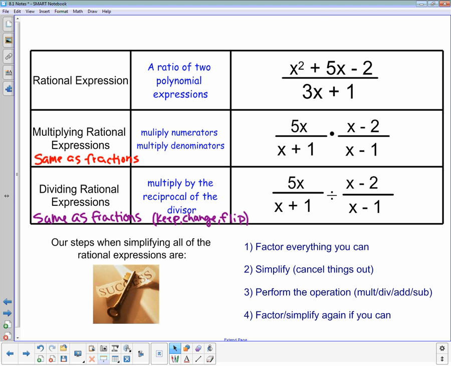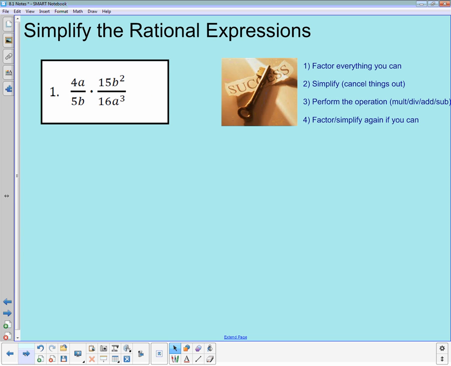Perform whatever operation we're doing. Sometimes it's multiplication, division, that's what we're talking about today. Tomorrow we'll talk about adding and subtracting. And then you always have to check again to see if there's any more factoring or simplifying that we can do. Because sometimes after you do the operation, there's more simplifying left over. So let's do some examples.